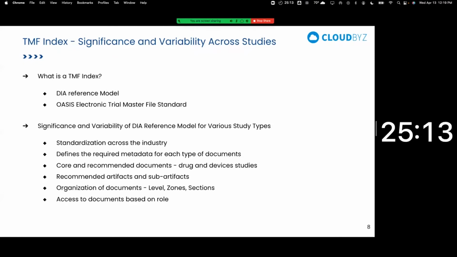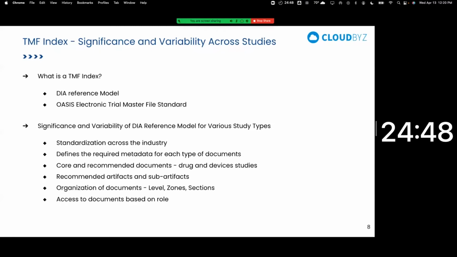So let's talk a little bit about the DIA reference model and what value it brings, and what the variabilities are across different types of studies. The first important value is that it provides standardization across the industry. The primary goal of the TMF index is to provide a single unified interpretation of the regulation through document listing, which would be accepted across the industry.